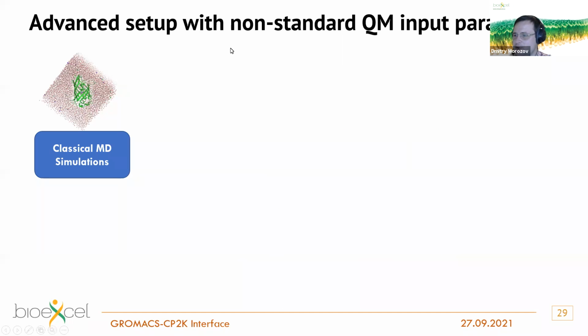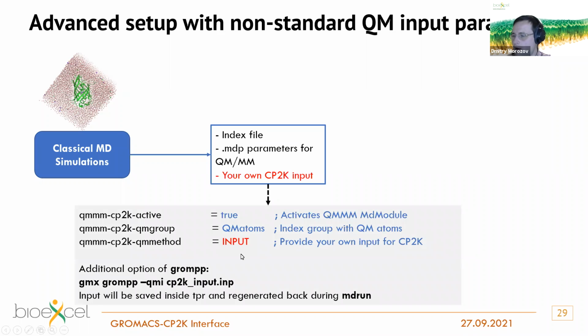Let's go to a more advanced setup. Let's say you are not happy with the standard parameters; what should you do? For that reason, we are introducing a method called input. In that case, you can provide an external CP2K input file to GROMPP, which GROMPP will preprocess and use as a further input for the calculations. In that input, you can set up almost anything you want. The only limitations are that your runtime should still be energy and force, and you should use an external PDB file for point charges, as in the previous case.